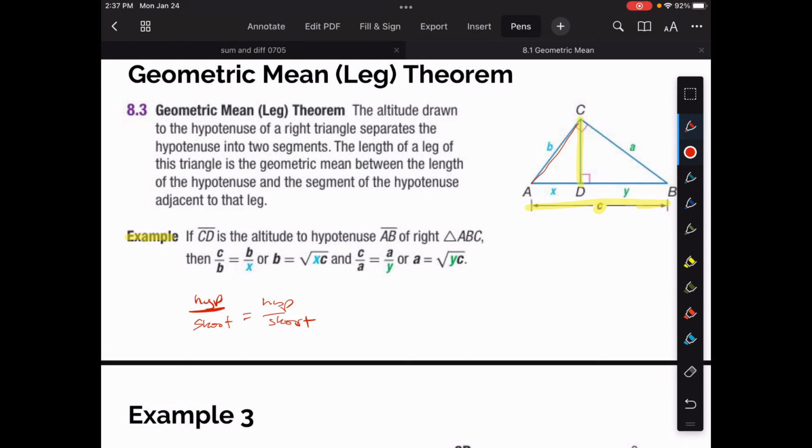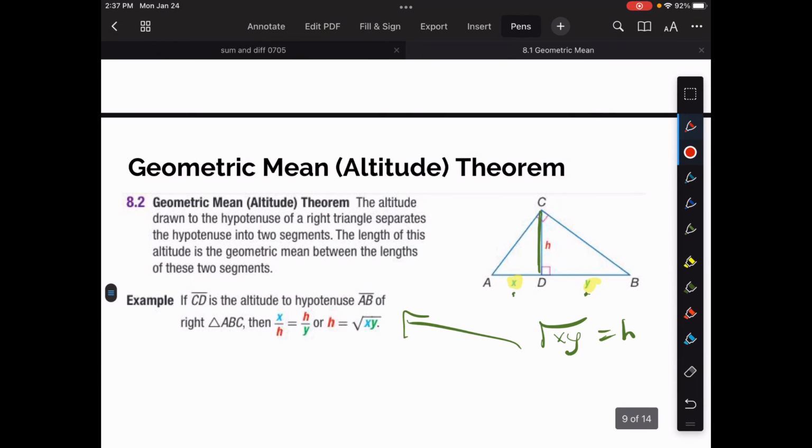So again, if that's the case, then you can see that B is equal to the geometric mean of x and c. This one's not as important because you can solve this using other methods, but this one is definitely one that's used a lot, the geometric altitude theorem.